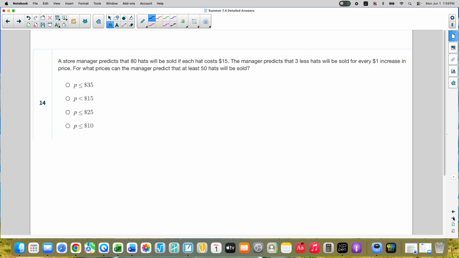Okay, well, so we'll put hats and we'll put cost. When we're selling 80 hats, it's going to be $15, and they're saying 3 fewer hats will be sold for every $1 increase. So if we increase the cost from 15 to 16, we're going to sell 3 fewer hats. So that would be 77. And $17 would take us to 74. $18 would take us to 71.